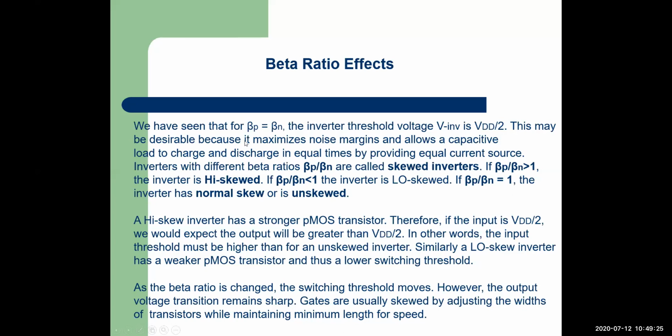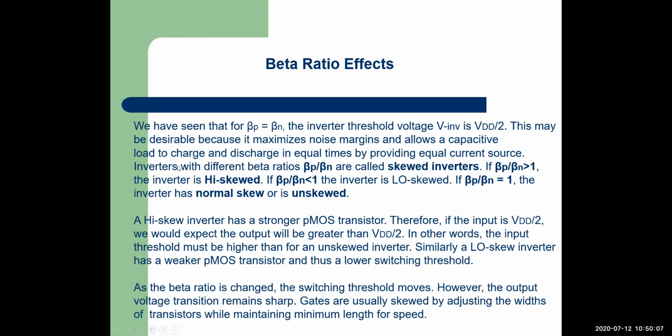This may be desirable because it maximizes the noise margin and allows the capacitive load to charge and discharge in equal times. Remember this line, because this will be necessary for our next class as well. So we want beta P and beta N to be equal because it maximizes the noise margin. And mark my word very carefully: it allows a capacitive load to charge and discharge in equal times. That means the charging time and discharging time are equal if the betas are equal.